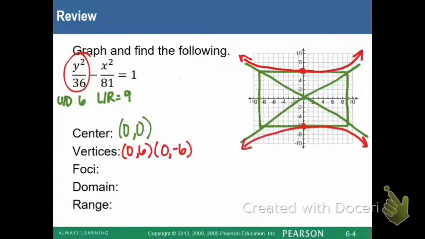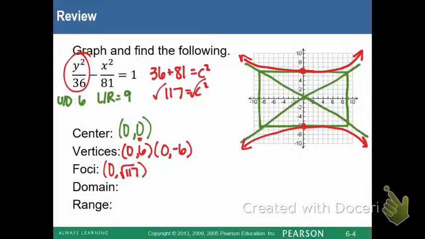Okay, for the foci, I'm going to use my equation here, a squared plus b squared equals c squared. So 36 plus 81 equals c squared. That cannot be simplified, so root 117. So again, it's the y value that's going to be changing. It's at 0, so I'm just adding and subtracting that root. So 0, positive root 117, 0, negative root 117.